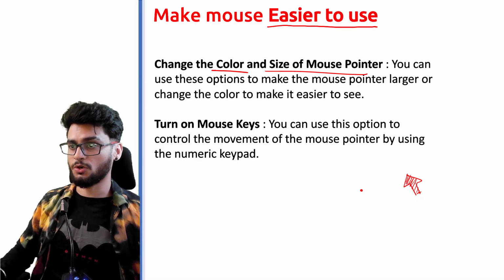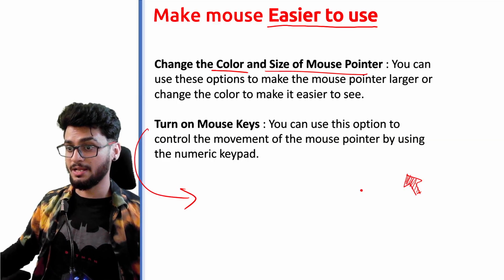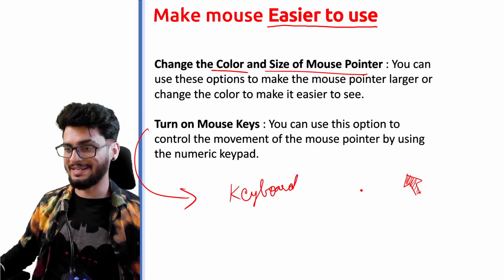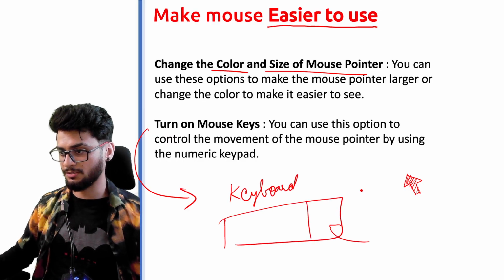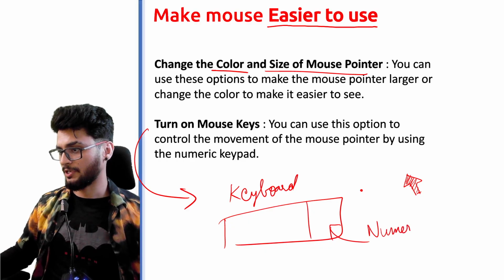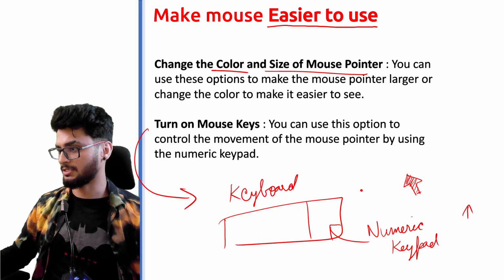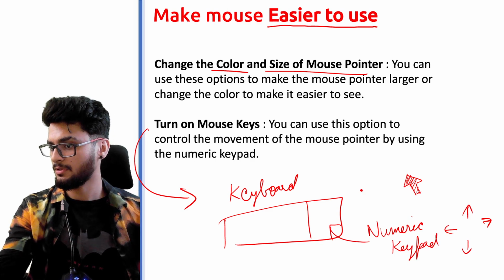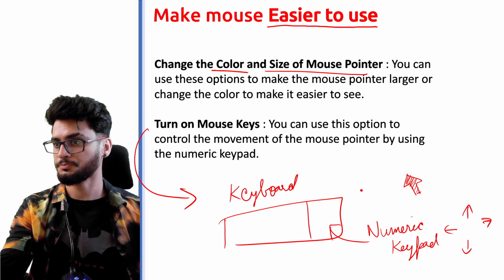You can also turn on mouse keys. Mouse keys enables you to use the mouse using your keyboard. Keyboard के right hand side पे if you see there is a numeric keypad which looks like this. So आप keyboard के use से mouse use कर सकते हो.